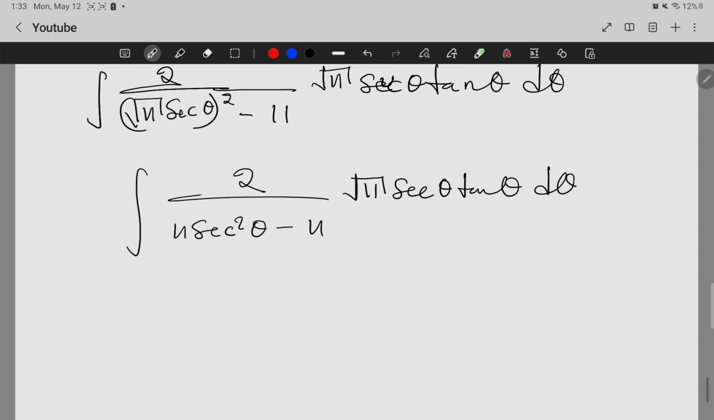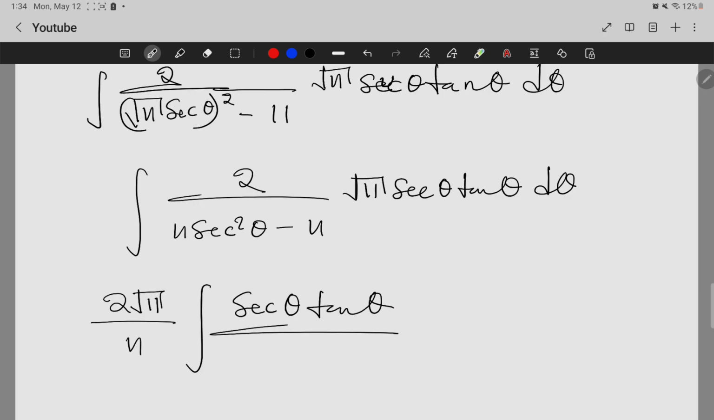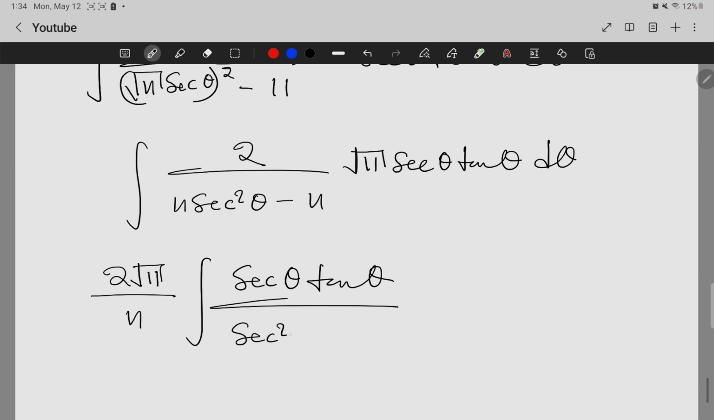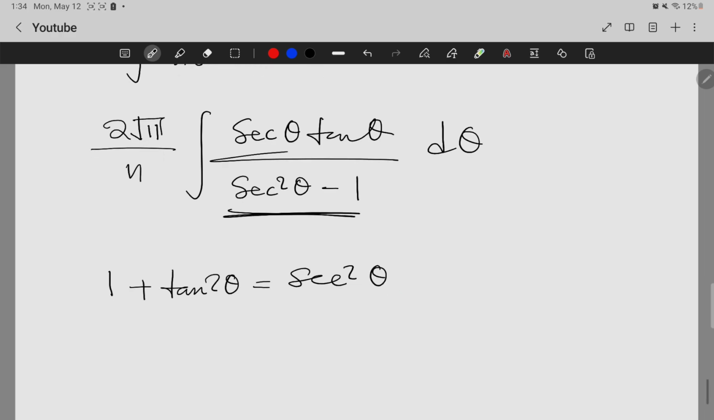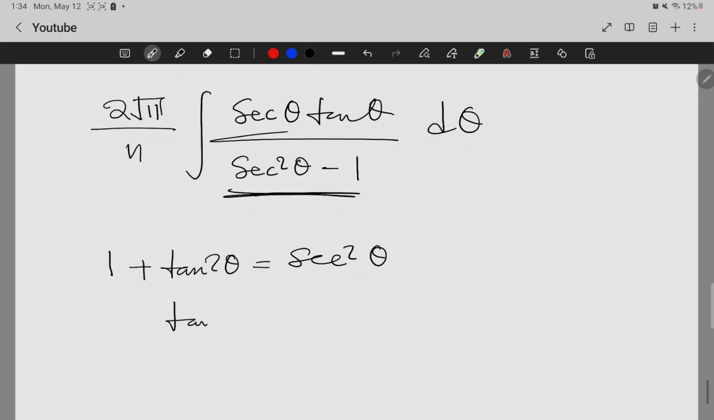You can factor out 11 and the root 11. So basically you have 2 root 11 in the numerator over 11 in the denominator, then the integral of sec theta tan theta over, in the denominator, you now have sec squared theta minus 1, since you factored out the 11 there as well, d theta. Now, we do recall that 1 plus tan squared theta is equal to sec squared theta. I want sec squared minus 1, so you see that tan squared theta is equal to sec squared theta minus 1.